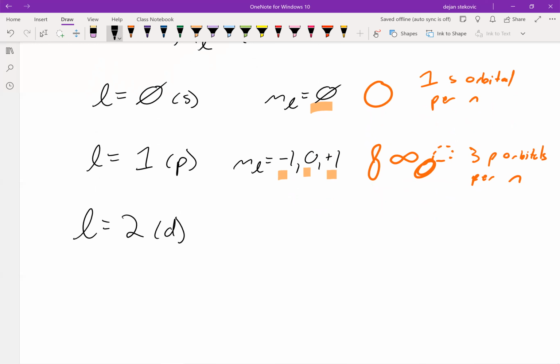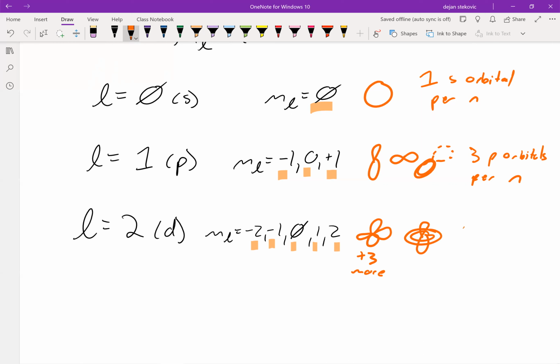And then finally, the last one we're going to go over, L is equal to 2. We call those d orbitals. Then M sub L can be -2, -1, 0, 1, or 2. And again, we have 5 values here. So that's where the 5 orbitals come from, right? So they look like these 3-leaf clovers. So that covers 4 of them, right? So you have one like that, and then 3 more in different orientations. And then you have the dumbbell with the ring, right? So in this case, there are 5 d orbitals per N.